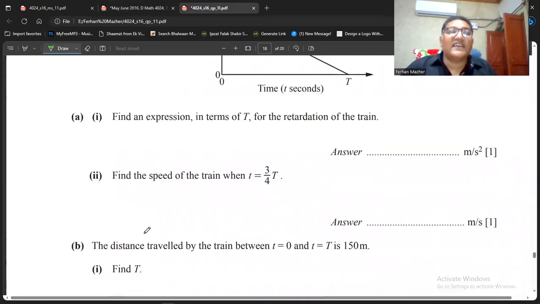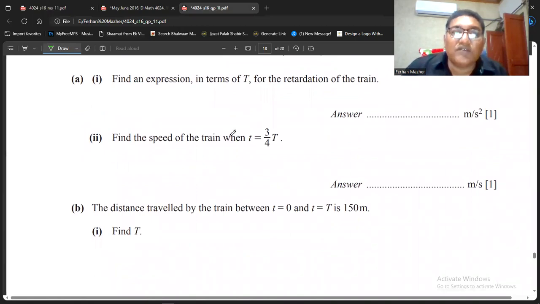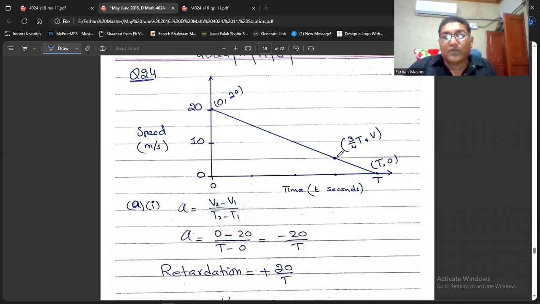Then he says, in the second part, find the speed of the train when t is 3 by 4 of the capital T. Suppose that point is here. The time is 3 by 4 of the T, and the velocity we don't know; we want to find it out. Whatever is the gradient of these 2 points, same is the gradient of these 2 points. This is the basic thing on which I will find the v value.